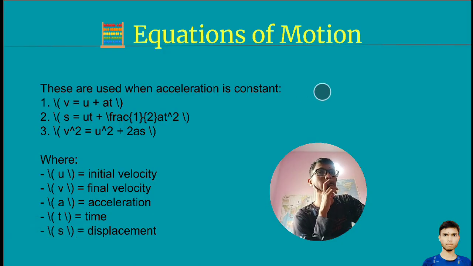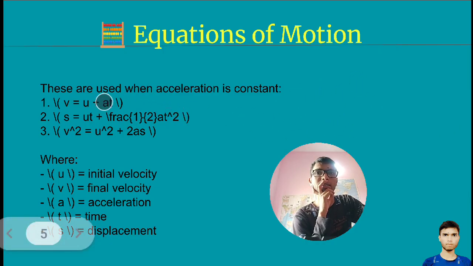A is equal to (V minus U) upon T, and from this formula this came: V is equal to U plus AT. And how to identify a speed? Then just use this formula: S is equal to UT plus 1 upon 2 AT square.